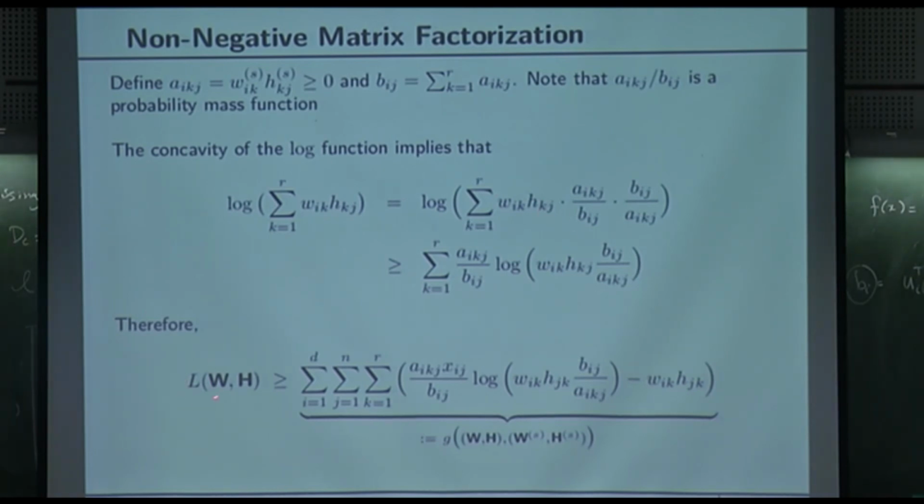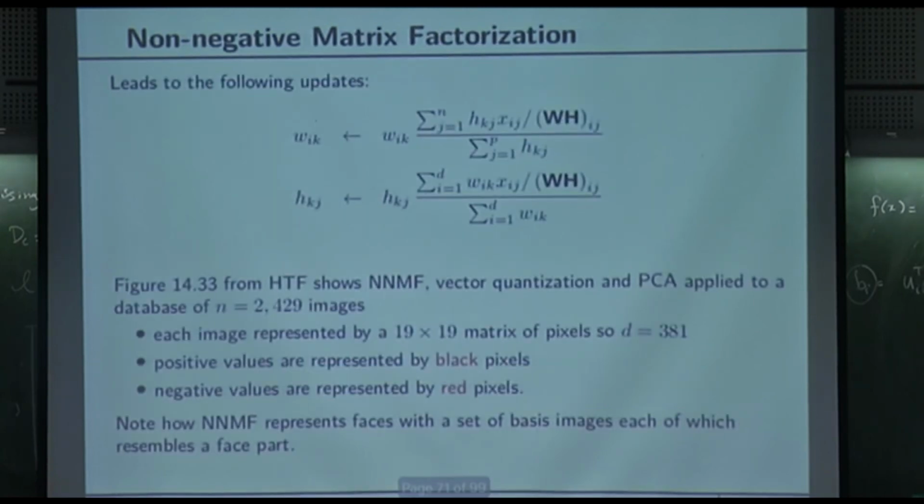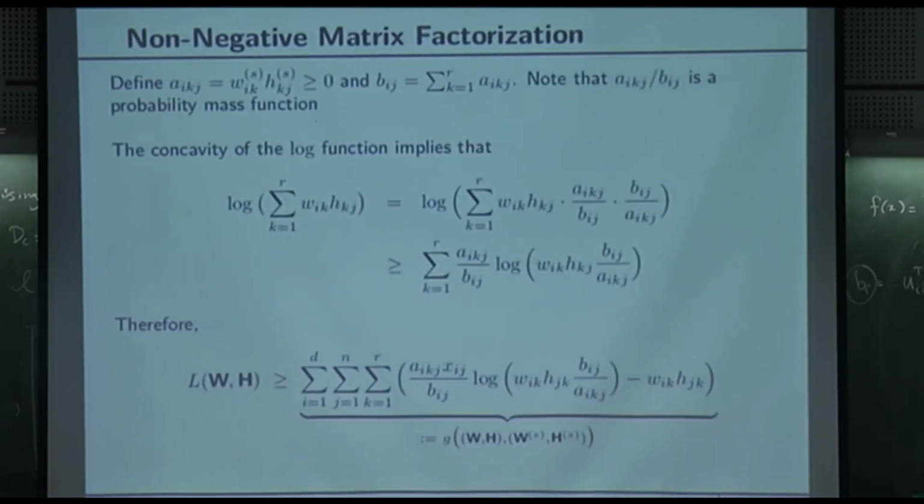Now I know that L of WH is greater than or equal to this expression minus the constant. Call this function, as a function of two variables, W H and Ws Hs. What is this Ws Hs? Take the previous value of W and define this Aikj using the previous value of W. There should have been an s here also. This is basically the same values computed from previous values of W.